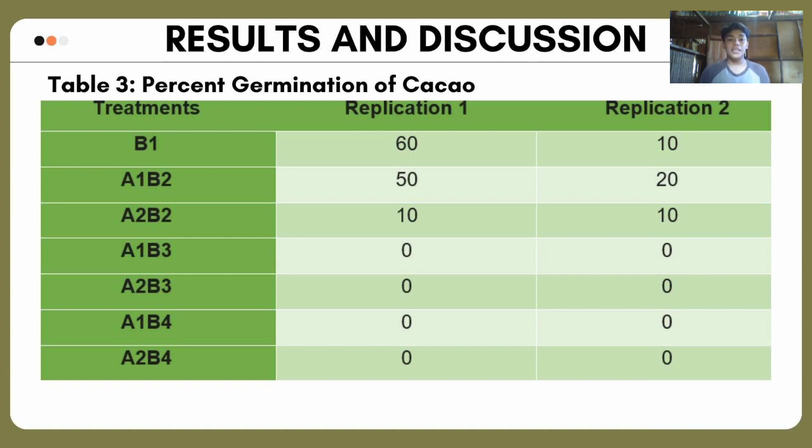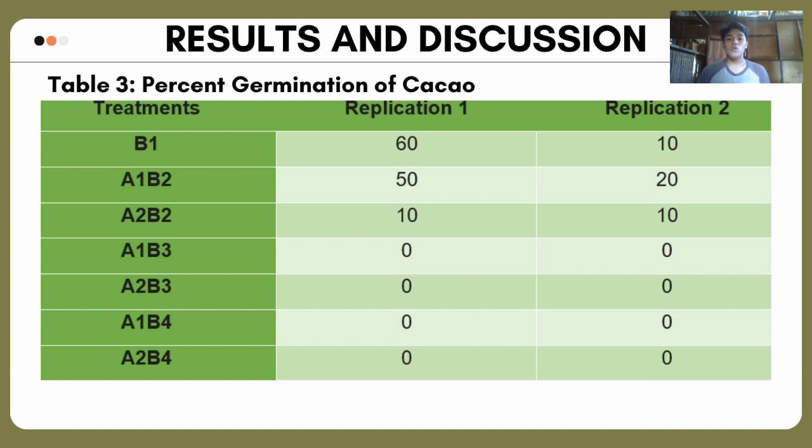So when examining the impact of refrigeration A1 and the storage duration of 5 days or B2, the germination rates were 50% in replication 1 and 20% in replication 2 for the A1B2 treatments. So although the overall germination rate decreased compared to the control, the reduction was less pronounced than expected, suggesting that refrigeration may have a moderate effect on seed viability over a short duration.